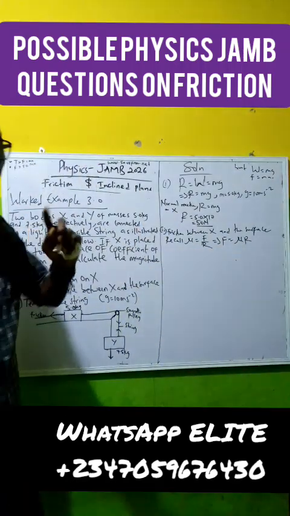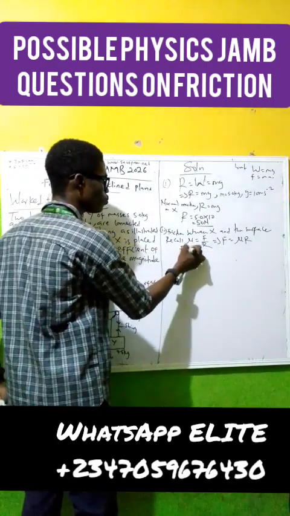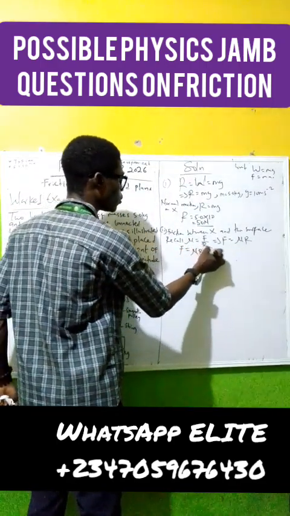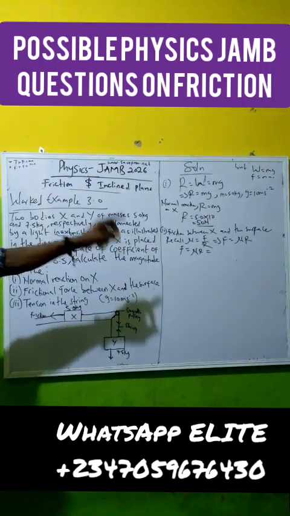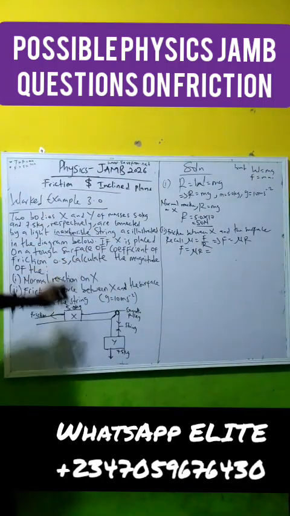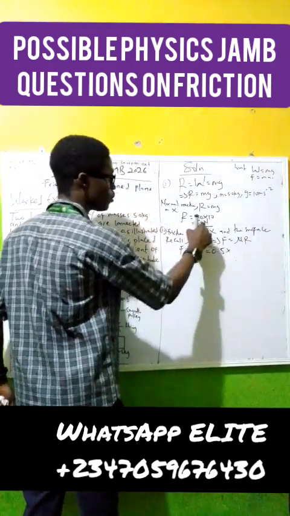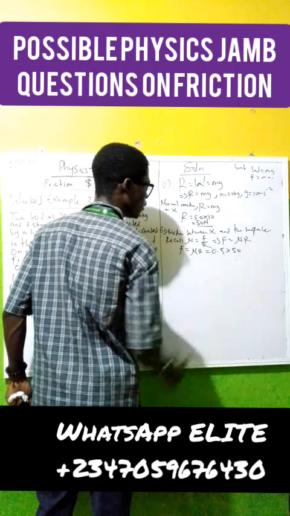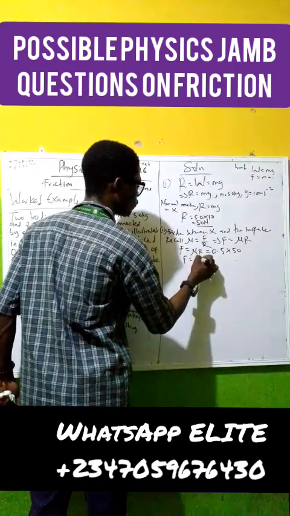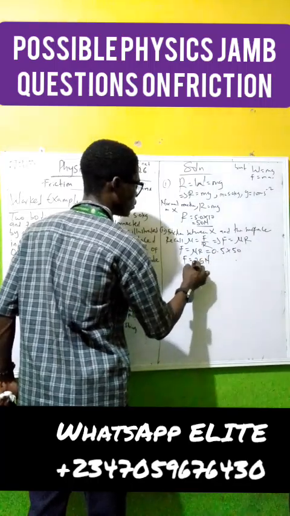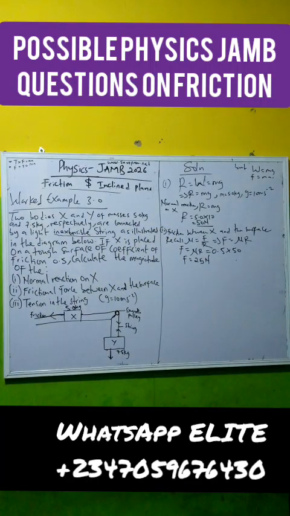The R is your normal reaction. So F equals mu times R. They stated in the question that the coefficient of friction is 0.5. So we have 0.5 multiplied by what we got initially, 50. When you multiply, our frictional force is 25 Newton. No stress.